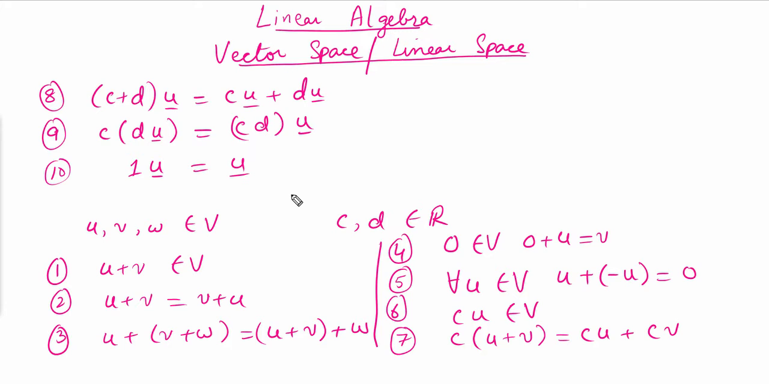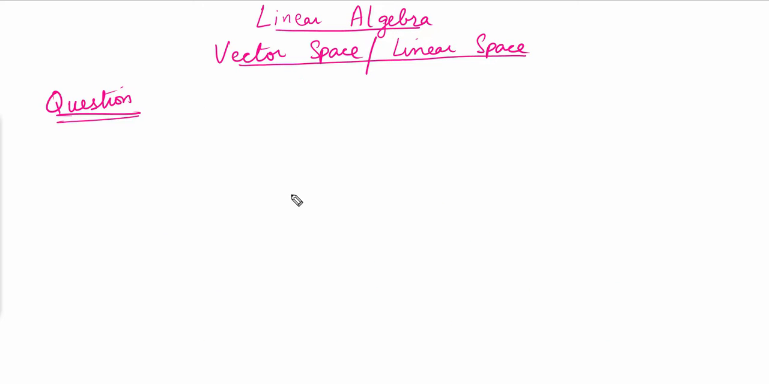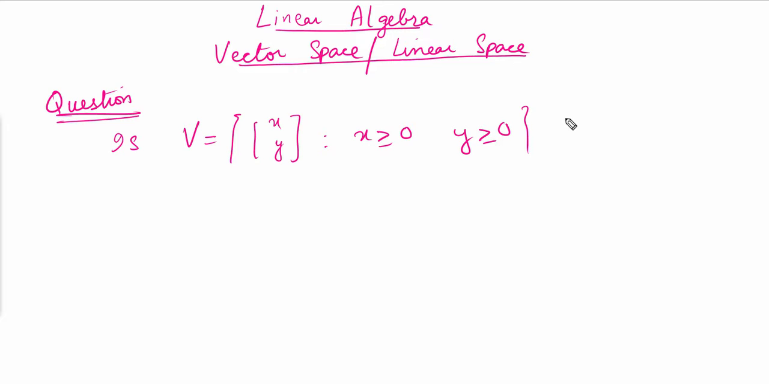Now let's see some of the questions related to the vector space. All right, so now the question is: a vector space V that is described by the vectors x, y, like by the two variables where x is greater than 0 and y is greater than 0, whether it's a vector space or not.